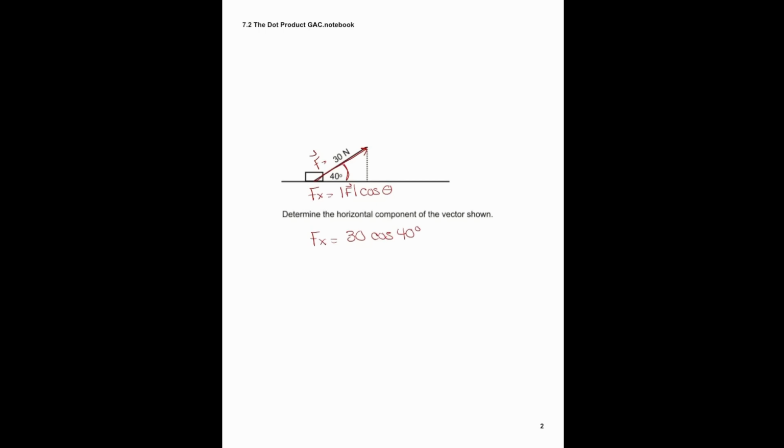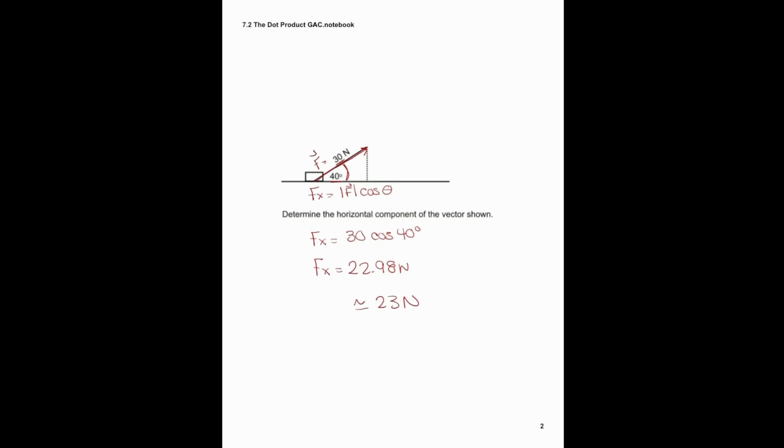Now, we could continue to do the math on this, which I actually haven't done yet, so I'm going to pull out my calculator. Here we go. We have cos of 40, and we multiply that by our force of 30, and that gives us a force in the x direction of 22.98 newtons. I'd round that to 23 newtons, given that we have two digits in each one of our values.